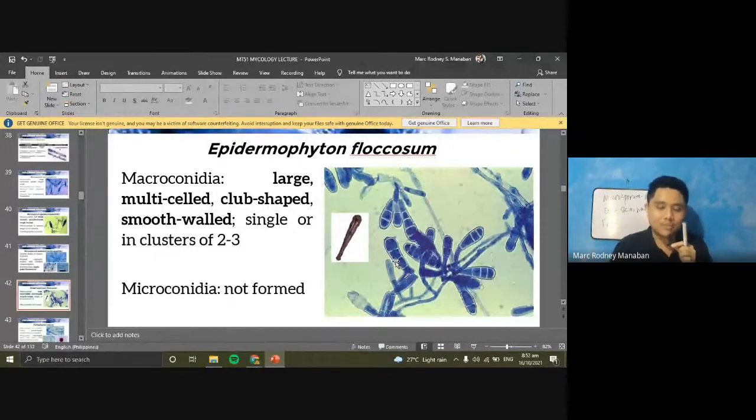And then smooth, as you can see, the surface has no protrusions, unlike your M. canis and M. gypseum. Your E. floccosum is smooth, multi-celled, large, and club-shaped. Press the buzzer, it's bold. It is usually the answer in the boards when asked to describe the Macroconidia. So if you don't know the answer, Epidermophyton floccosum na. Just take note of the keywords: club-shaped, multi-celled, smooth-walled. Then right away, Epidermophyton floccosum.